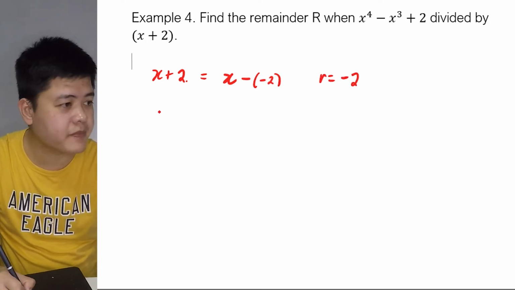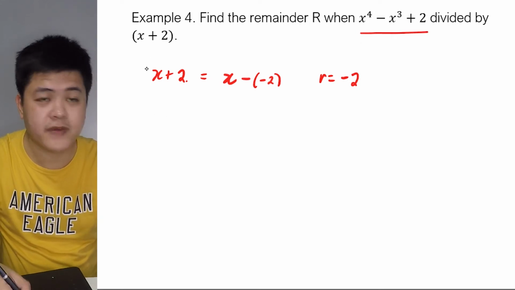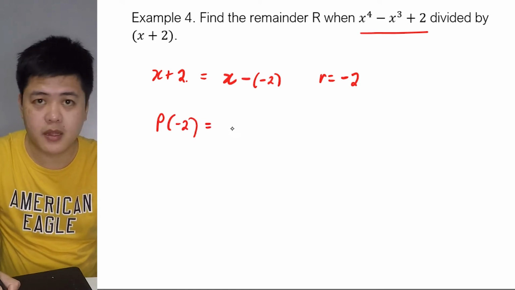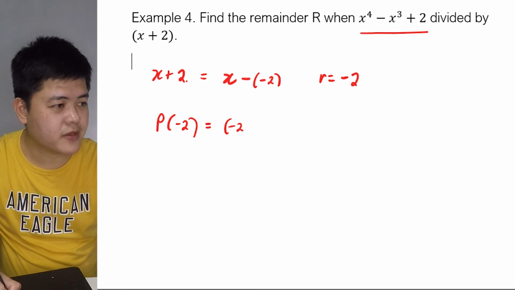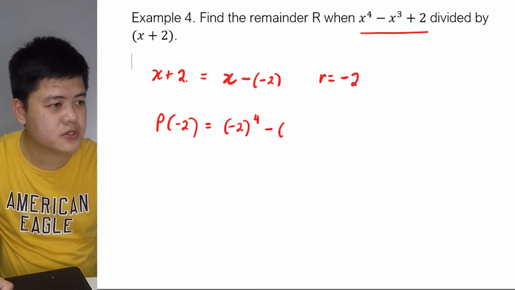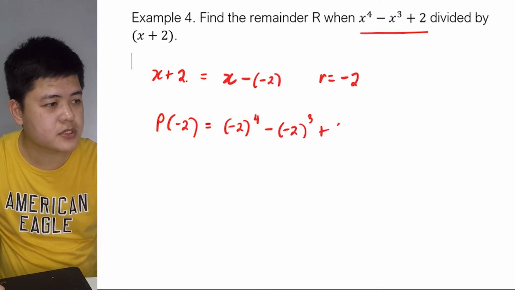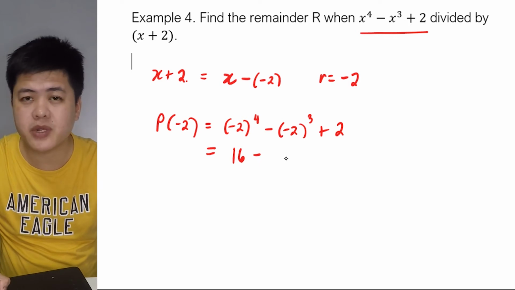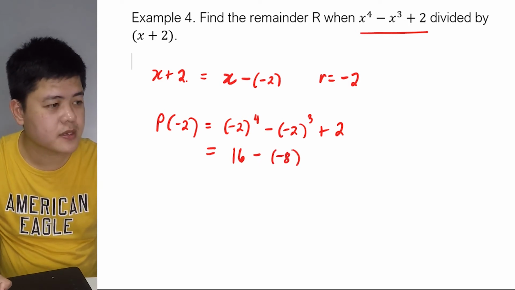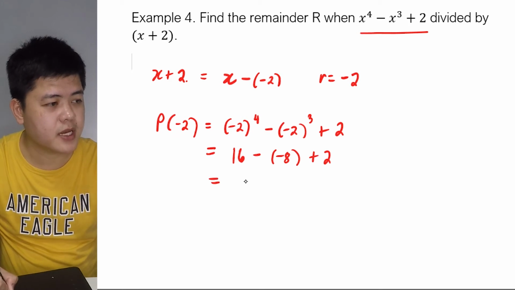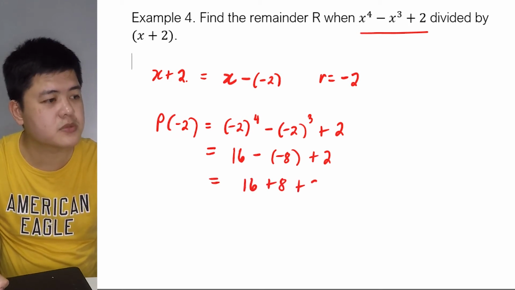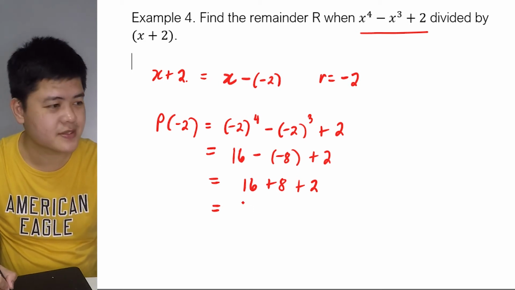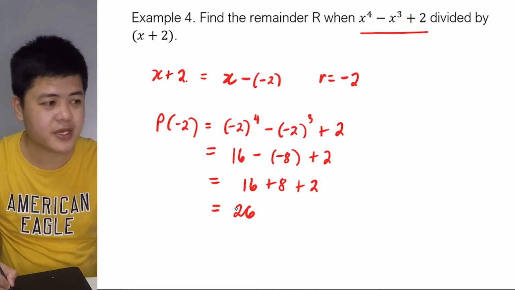So, by the remainder theorem, the remainder when divided by x plus 2 is equivalent to p of negative 2. Let's substitute negative 2. We have negative 2 raised to 4 minus negative 2 cubed plus 2. Negative 2 raised to 4 is 16, minus negative 2 raised to 3, that's negative 8, plus 2. And we'll get 16 plus 8 plus 2, that is 26. So therefore, the remainder is 26.